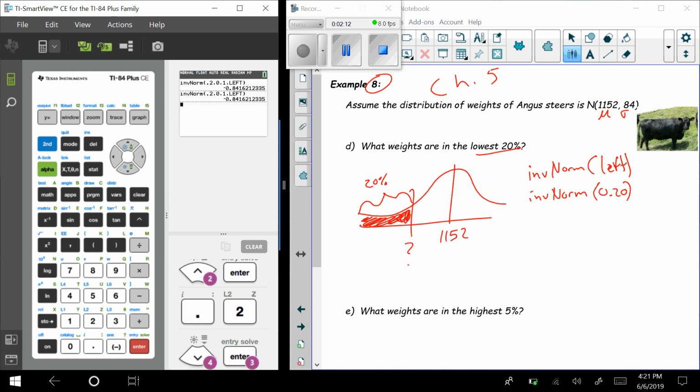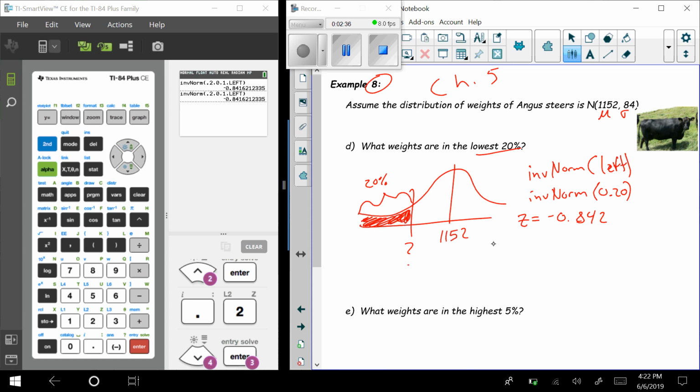Paste it, get it, and it kicks out a z-score of negative 0.842. It should not shock you that it's negative because it's below the mean. Because it's below the mean, it should be negative. That doesn't shock us, okay? Now, that's not the question, though. The question is not find the z-score.